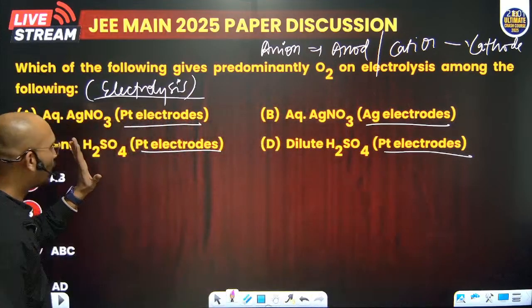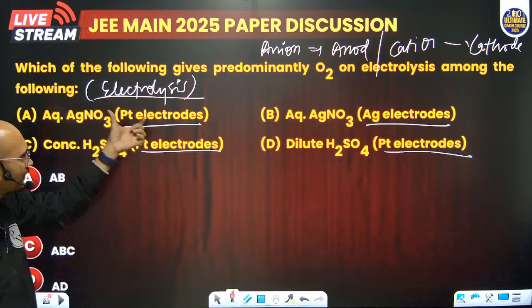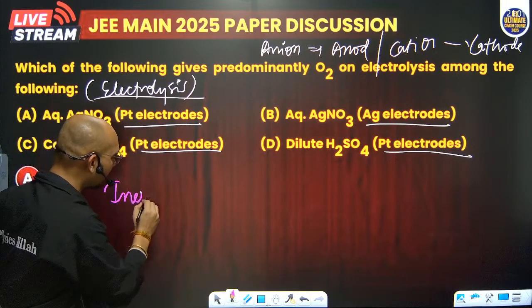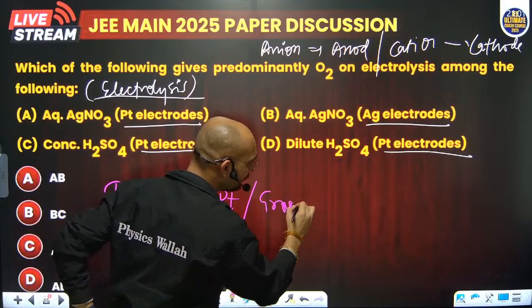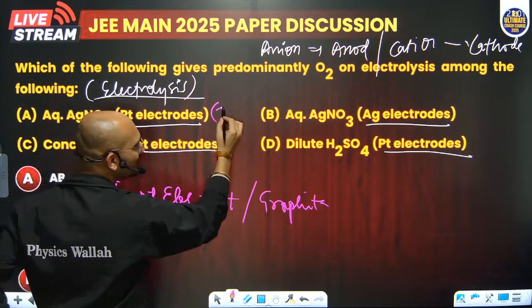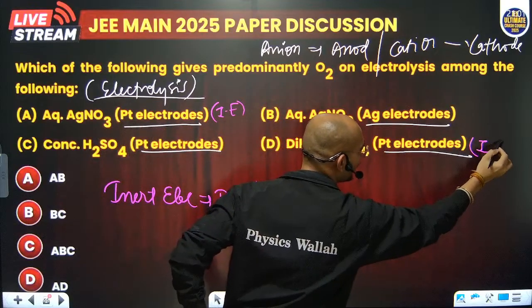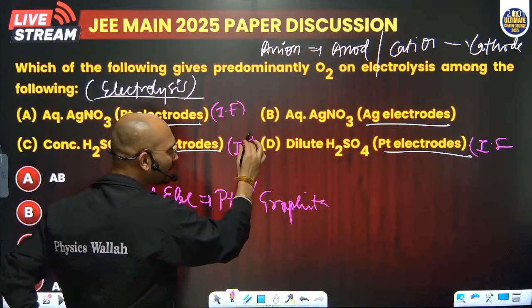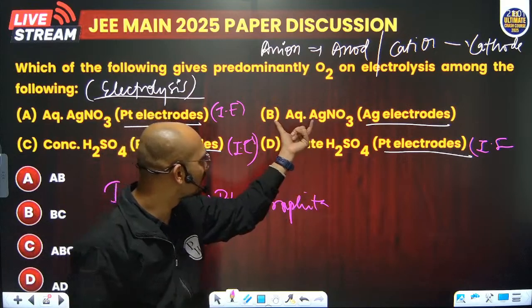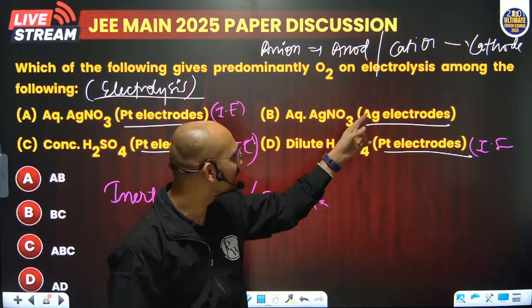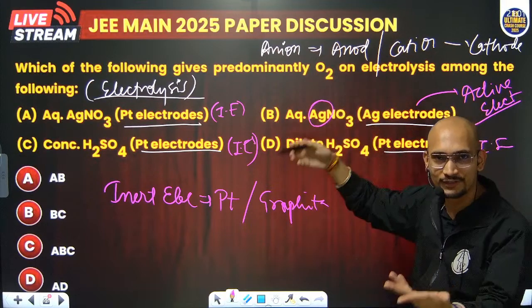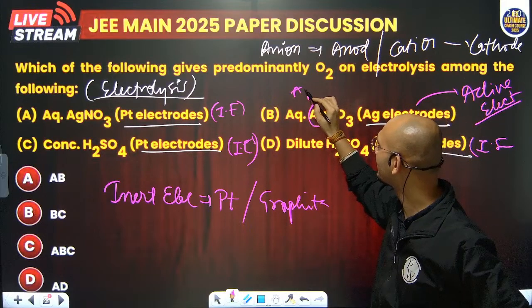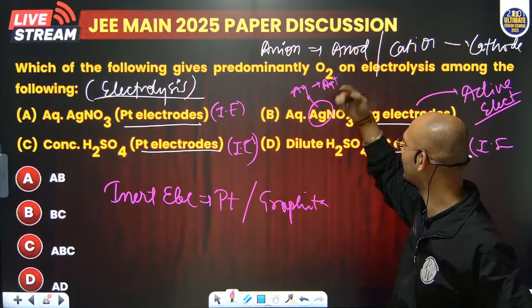Here is a very important thing to remember: if there is an inert electrode, we have to always remember, either platinum will be given or graphite will be given. What is given here? Platinum. So here we have inert electrodes, here also we have an inert electrode. So preferential discharge theory will work, yes or no? And what about this aqueous AgNO3 in the presence of Ag electrode? It means an active electrode. If it is an active electrode, what will happen? This Ag only will go to the cathode and also to the anode. So the anode reaction will be Ag converting into Ag plus. So here dissolution will take place.